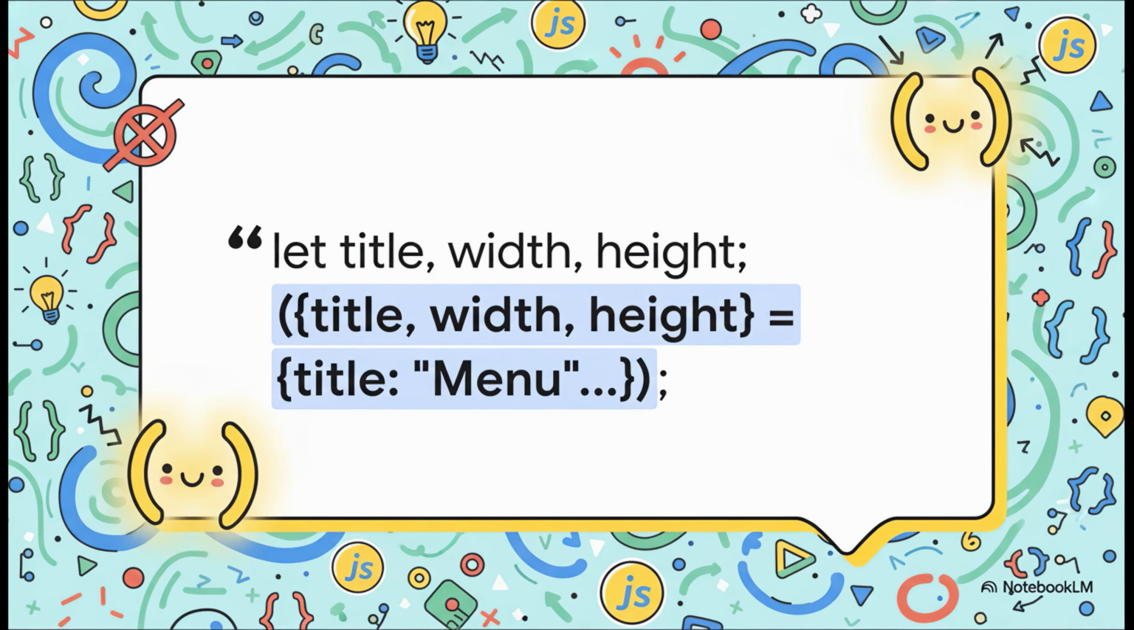Why? Well, it's because JavaScript gets confused. It sees those curly braces at the beginning of a line and thinks, oh, this is a code block, like an if statement or something. It doesn't realize you're trying to do an assignment. The fix, thankfully, is super simple. You just wrap the entire statement in parentheses. That's the signal to JavaScript that says, hey, this is an expression, not a block. And then everything works just fine.